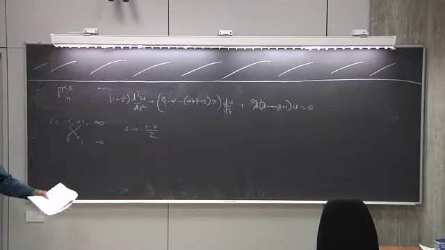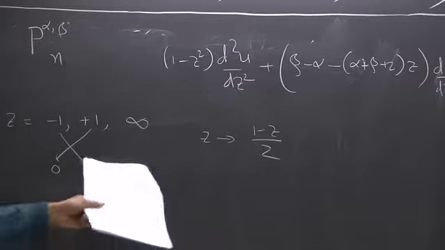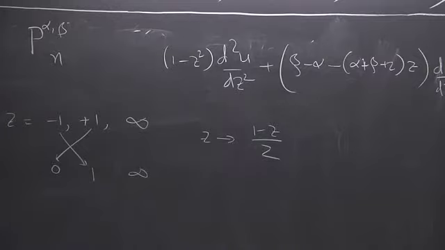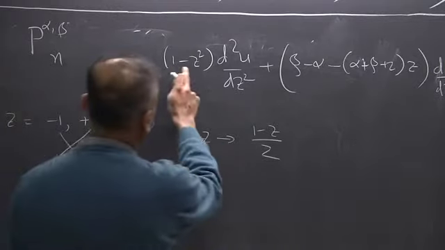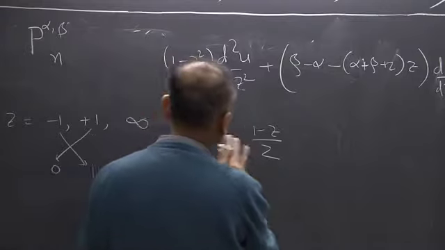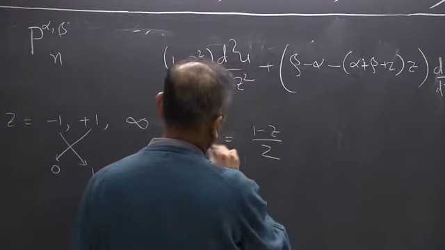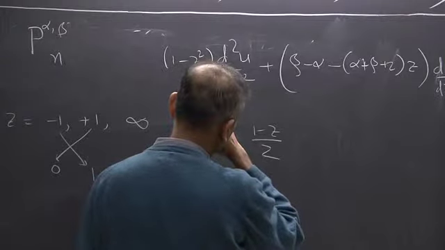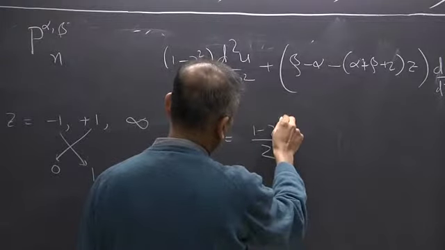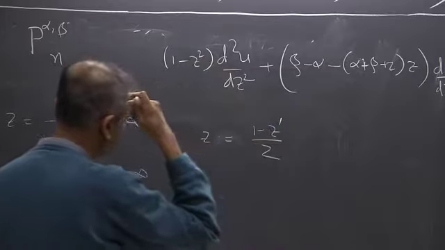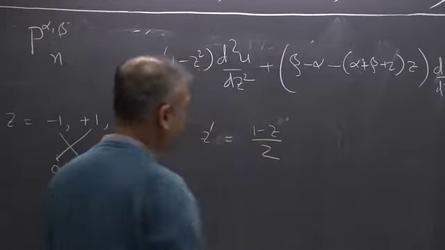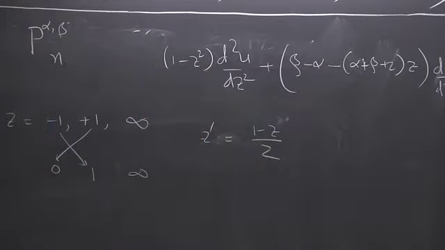All the points at infinity are the same, right? So this is this map. If you do this map, then let's say z equal to... is that correct? Yeah, z equal to 1 minus z prime by 2. No, other way around. So z prime equal to 1 minus z by 2. Yeah. So let's do this.